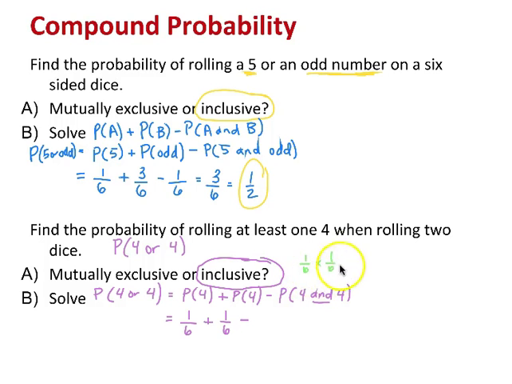Landing on 4, which is 1 out of 6. Multiply those together and I get 1 out of 36. So kind of going back to what we learned last week, when we see that keyword and we're finding the probability of two events and it says "and," find the probability of this and that, we multiply those probabilities. So 1/6 times 1/6, we get 1 over 36.